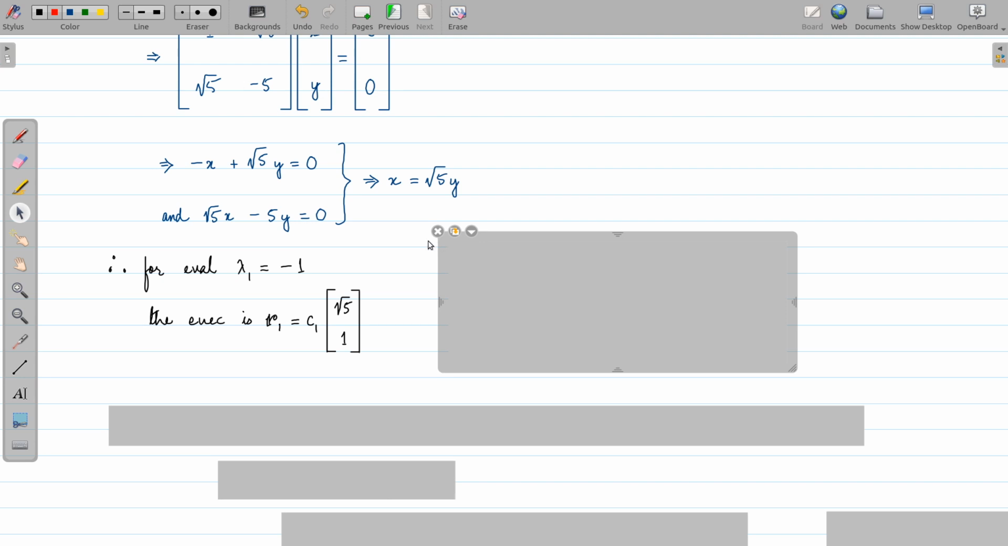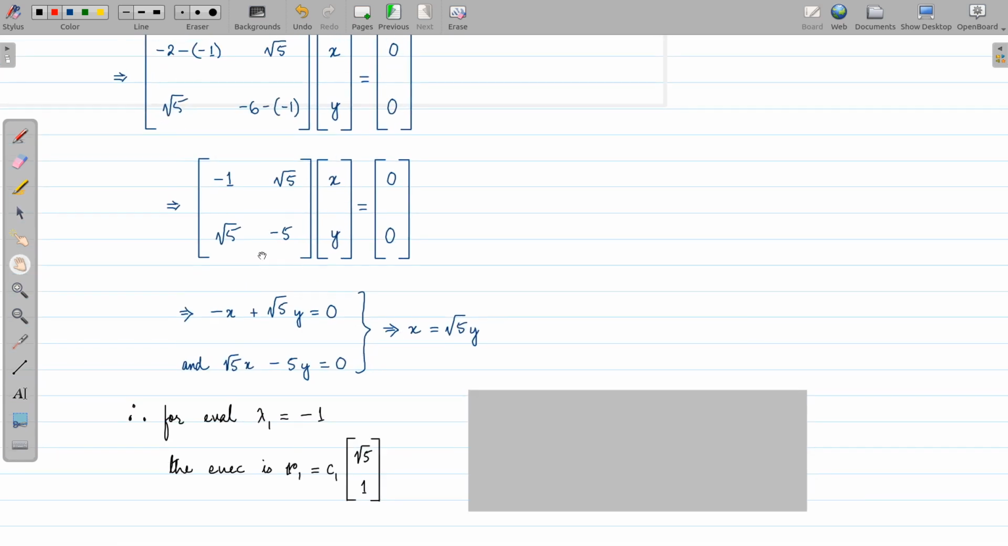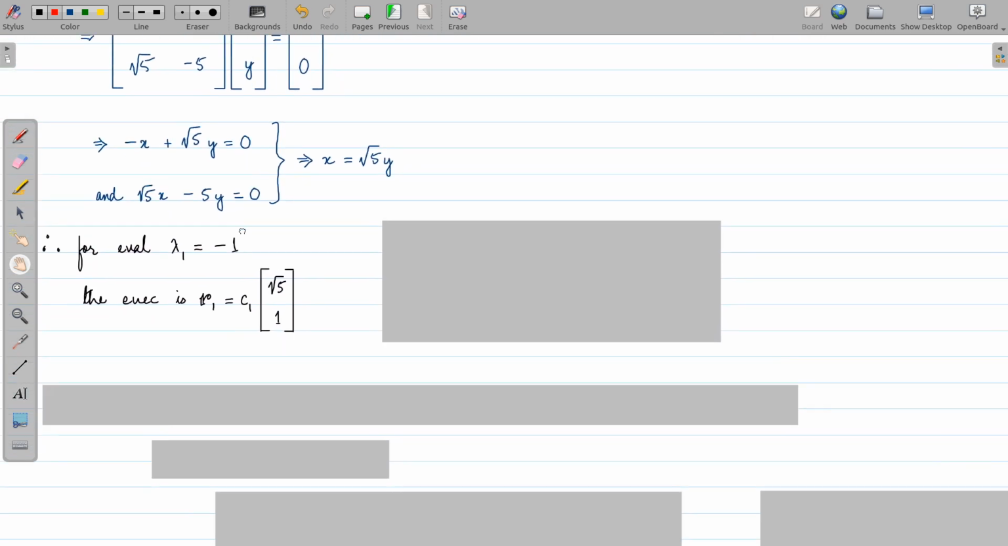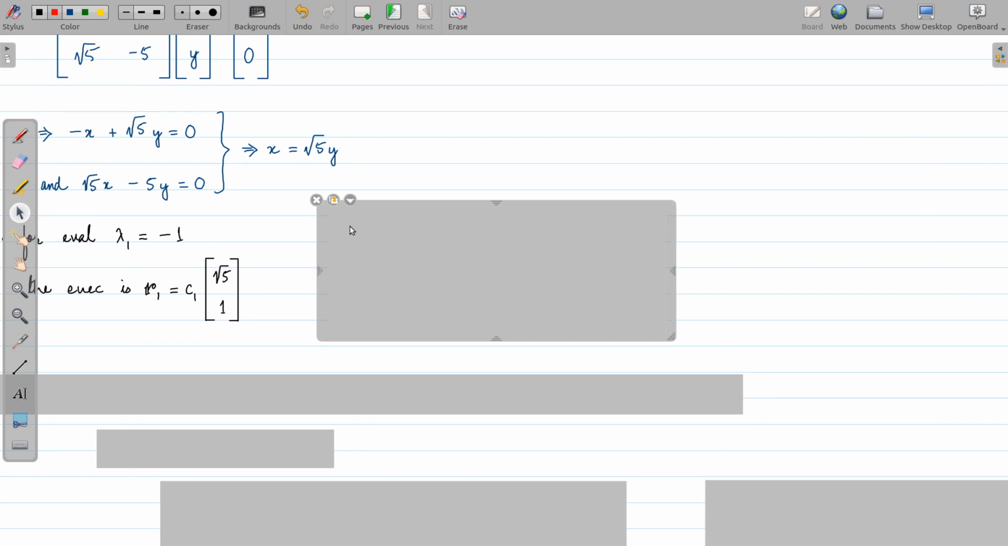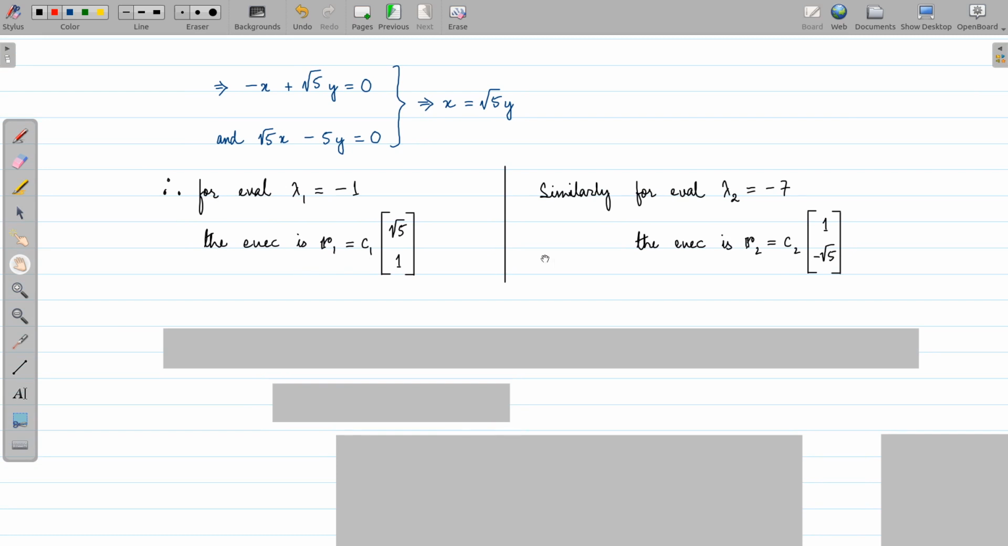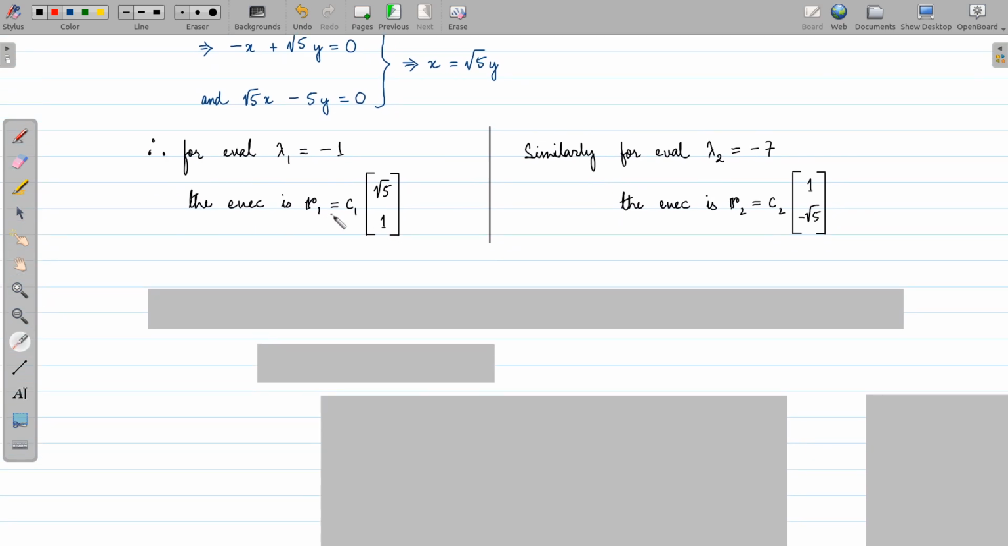Now what about the second eigenvector? In a similar way, instead of lambda equal to -1, you put lambda equal to -7 and work this out. I'll leave this to you as an exercise. For the second eigenvalue, you will get this eigenvector to be equal to (1, minus √5). C2 again is a constant which I am keeping for the purpose of normalization. So these are the eigenvectors that we wanted.